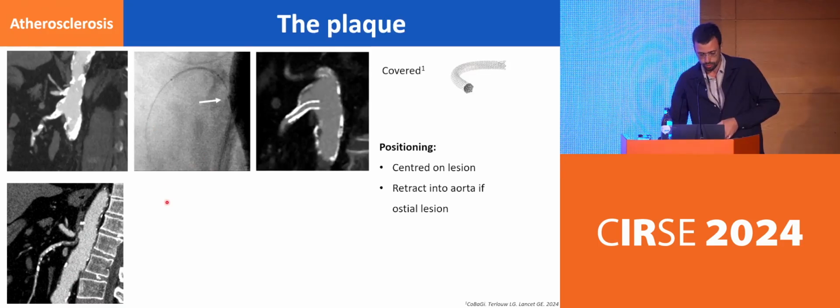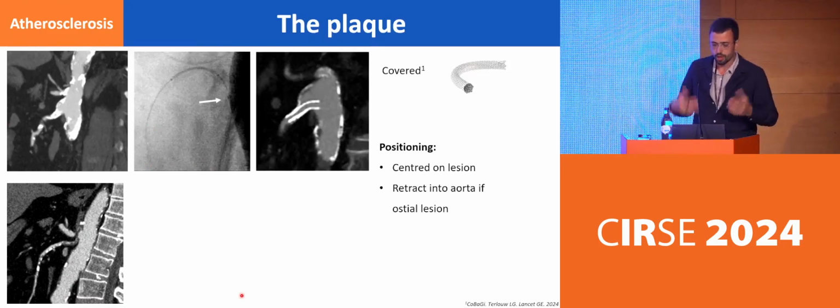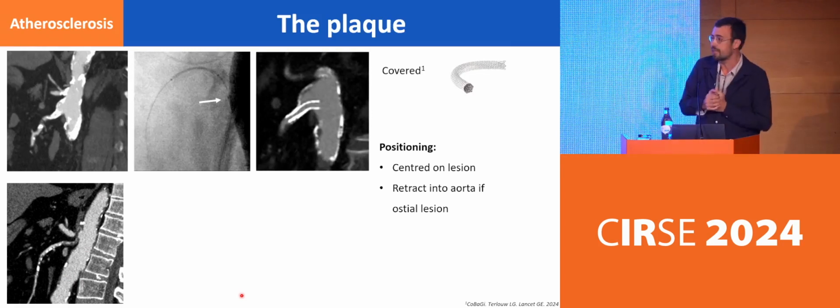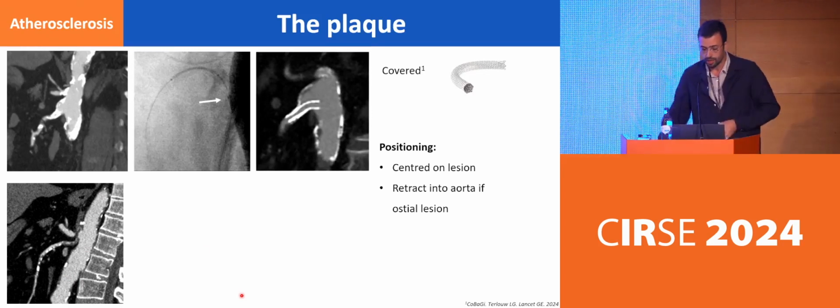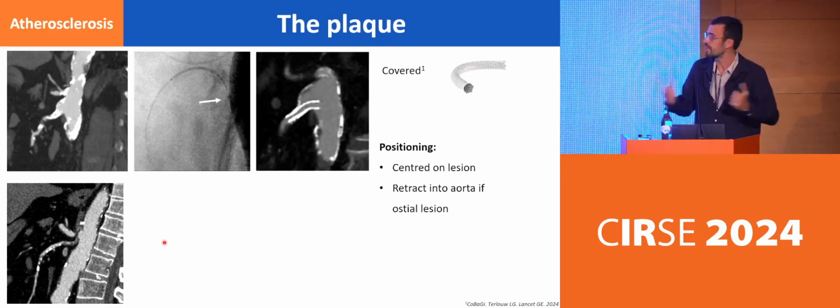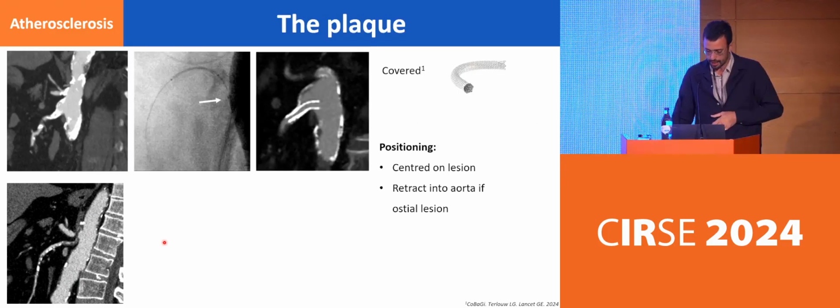So we try to center our stent on the most predominant lesion. For that, we have to retract the stent a little bit into the aorta, and also the sheath, to accurately inflate the balloon expandable stent on the lesion.